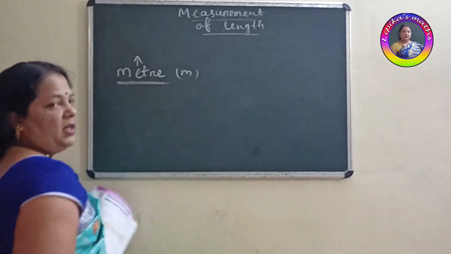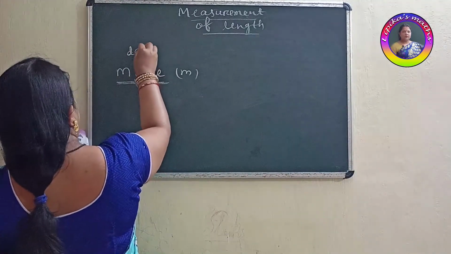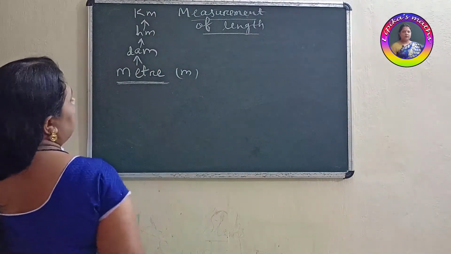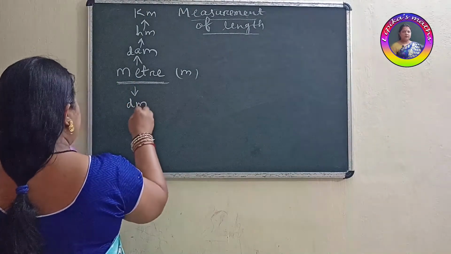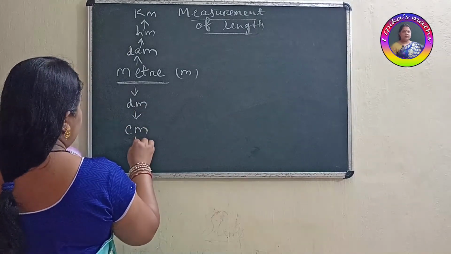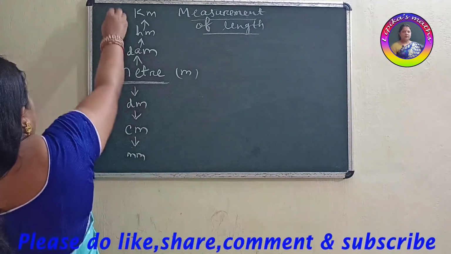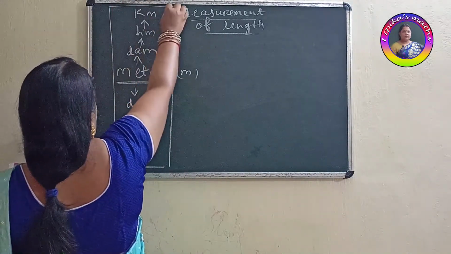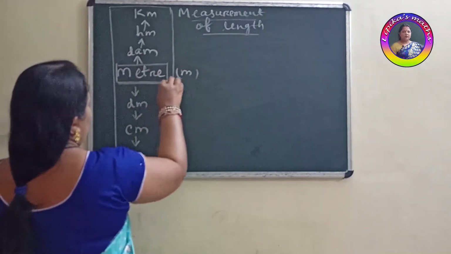Okay, so I am writing here. Children, see, I am giving the arrow mark in the upward direction. I am writing here DAM, next HM, next KM. Clear? Then see, in the downward direction, this is your DM, next CM, next MM. Clear? So this is one chart. Easily, this is how to remember this chart to get the answer or to use the units. This is your standard unit or base unit.